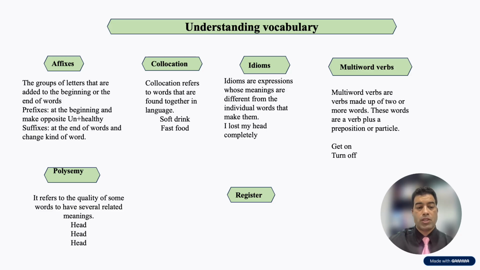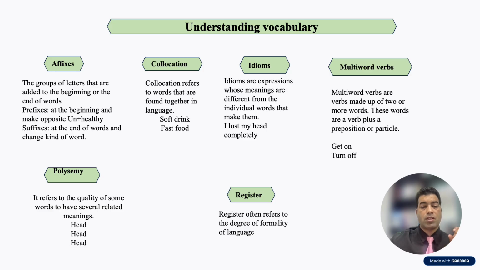Then it comes to polysemy. Polysemy refers to the quality of some words to have several related meanings. One word has several meanings. For example, I say head: head of the department, head part of the body, head teacher, head as any important or main entity. So that it refers to head office.